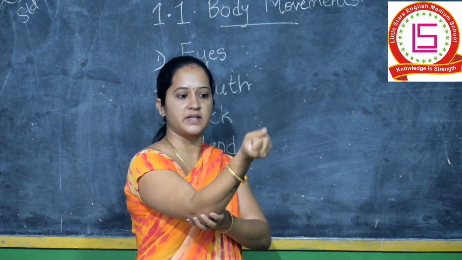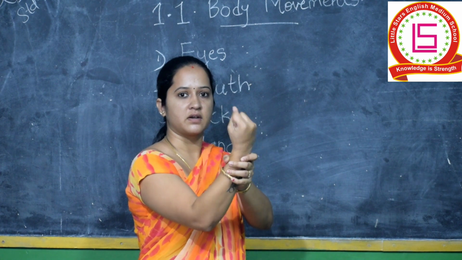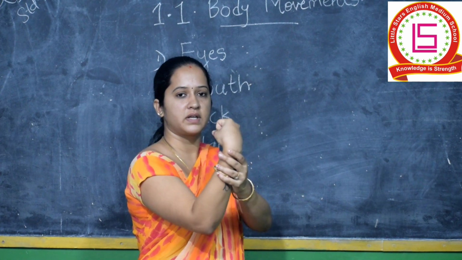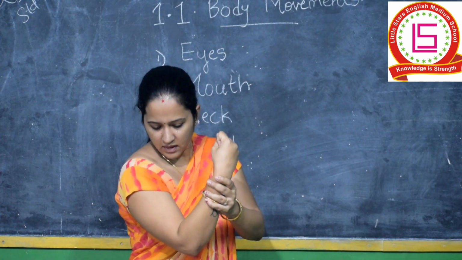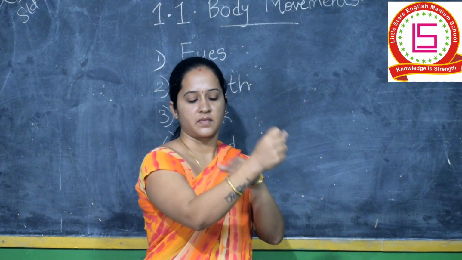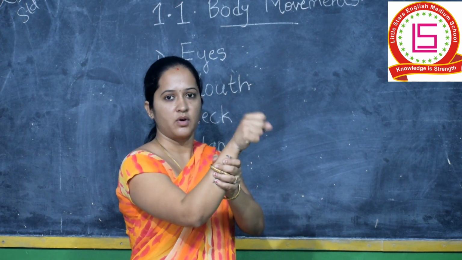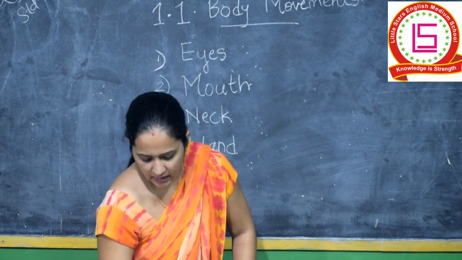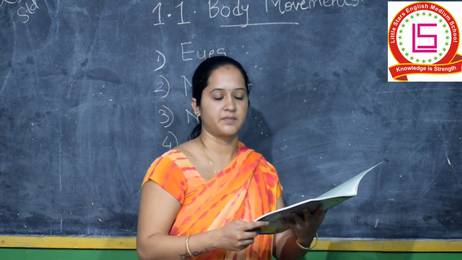And also at the wrist. This is your wrist. This can also turn. It can go round, it can turn itself. These are arms that can bend at the elbow and at the wrist. Okay? The next one is our legs.